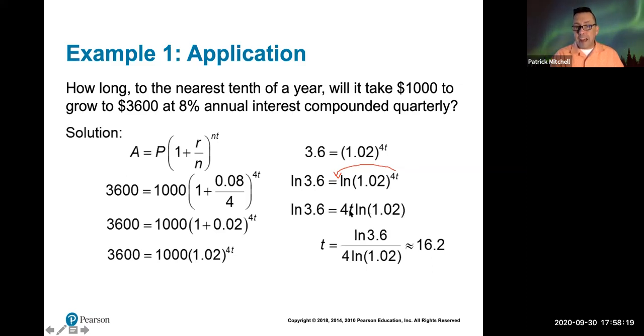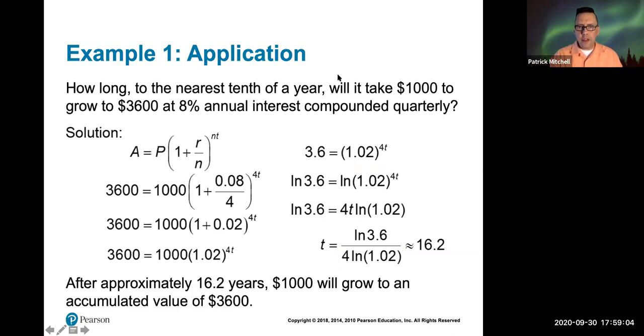To get t by itself, you would divide both sides by 4 natural log 1.02. That is a perfectly good real number. So the exact solution is natural log 3.6 divided by 4 times natural log 1.02. Let me just remind you that if you're doing this on the calculator, you would need to put this whole entire thing in parentheses. And to the nearest tenth of a year, that comes out to 16.2 years. It'll take 16.2 years for your $1,000 to turn into $3,600.